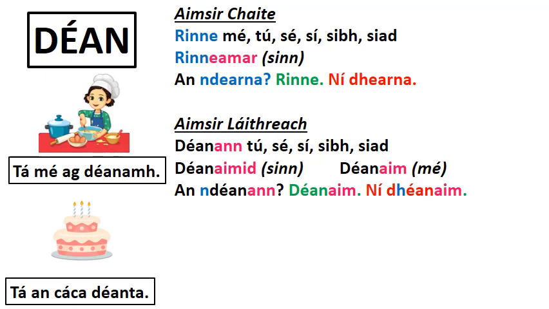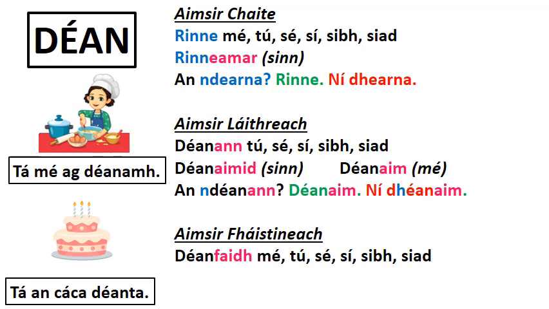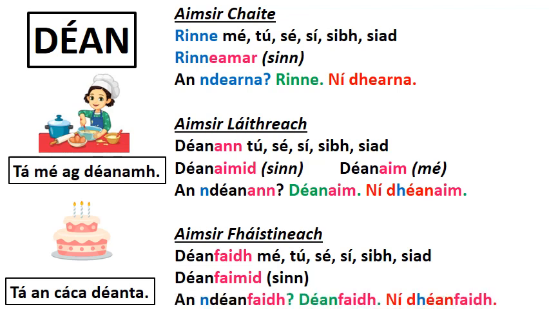It obeys all the rules we were just talking about. What about my Aimsir Fháistineach? Aimsir Fháistineach, déanfaidh. Well, oh yeah, that is like the rules we know before. Déanfaimid, yeah, that's also like the rules that we learned for the regular ones. And I wonder what the question is going to be. An with an urú, an ndéanfaidh, déanfaidh, and ní dhéanfaidh.